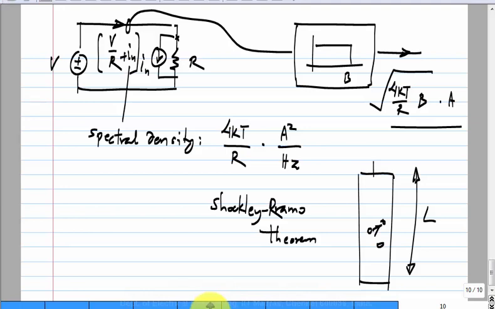The original derivation was by Nyquist, the same guy who did the sampling theorem. That derivation is actually more difficult to understand, but I can just send you the reference anyhow. But whichever way you do it, you will end up getting 4kTR.